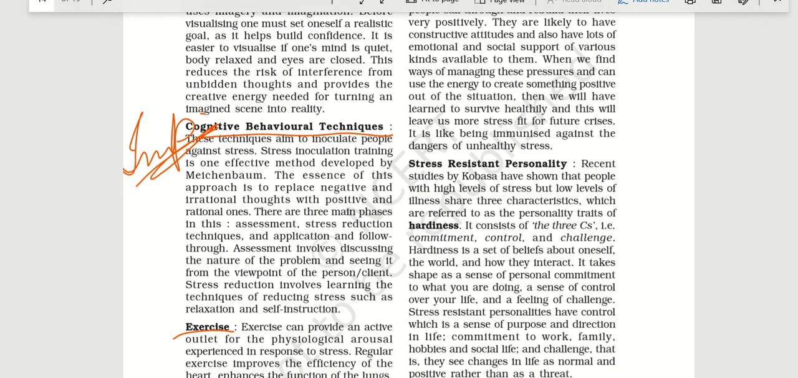Here we'll start with stress resistant personality. The recent study by Kobasa has shown that people with a high level of stress but a low level of illness share three characteristics, referred to as personality traits of hardiness. Now, personality traits of hardiness is an important topic which was given by Kobasa. It consists of three C's: commitment, control, challenge.